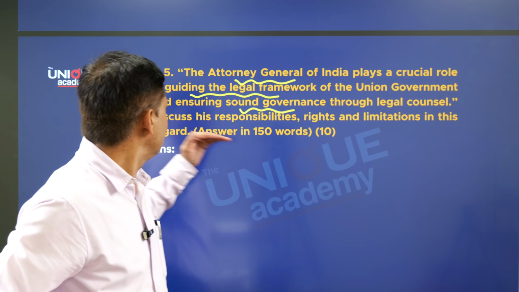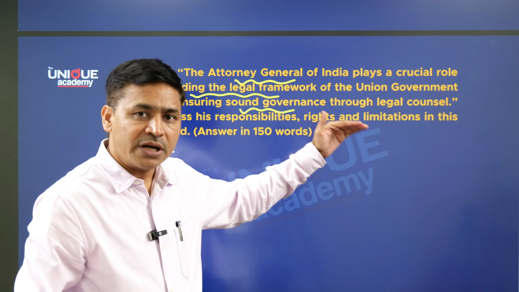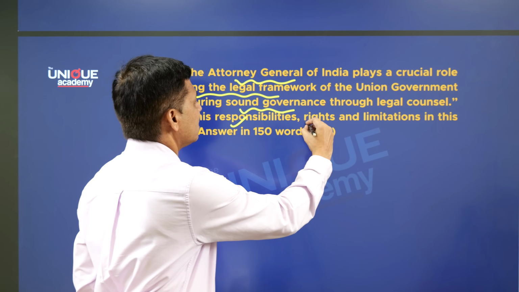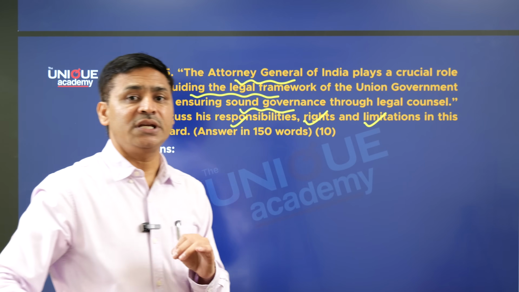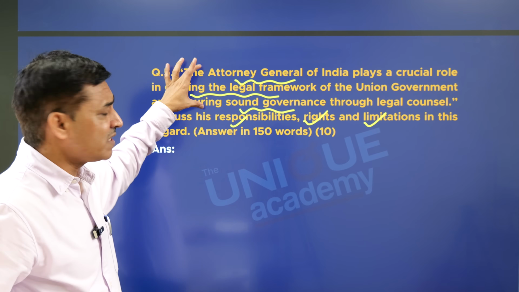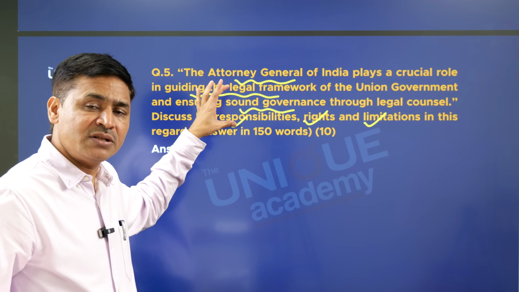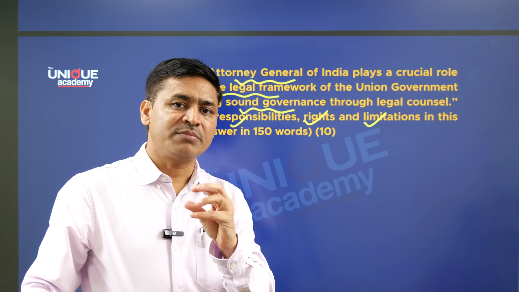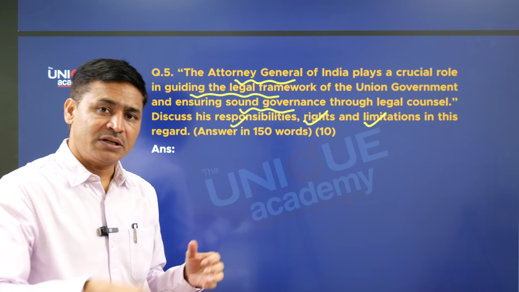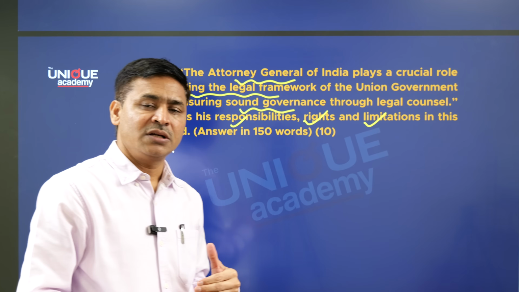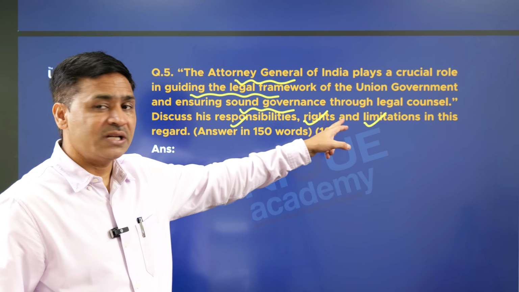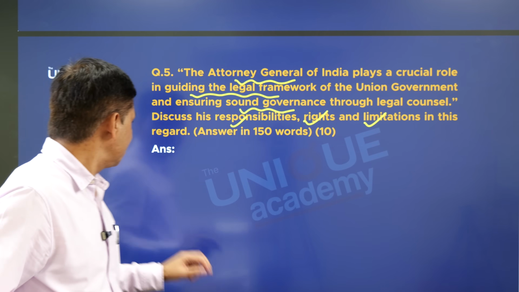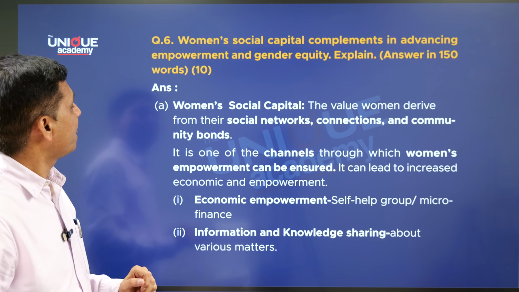So, legal advice. Discuss his responsibilities, rights and limitations in this regard. These 3 aspects are very, very important. Now the very opening sentence of the question seeks to capture the position and obviously the role of the Attorney General, no doubt about that. But the second part of the question focuses on 3 elements: responsibilities, rights and limits as well. This is significant.